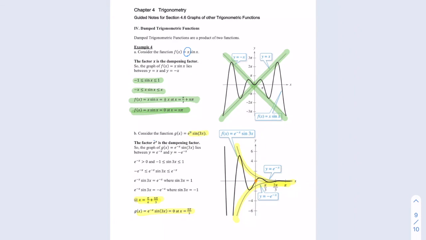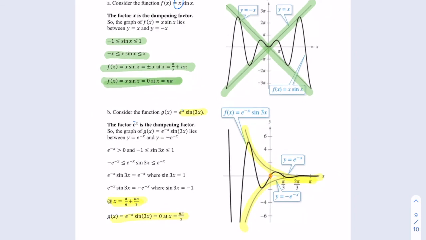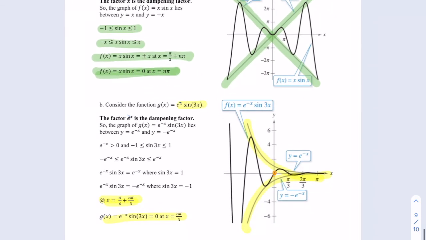Okay, it's very similar to what we covered with just regular sine and cosine, but now you have a dampening factor. So looking at that boundary, those boundaries are reflections on the x-axis.